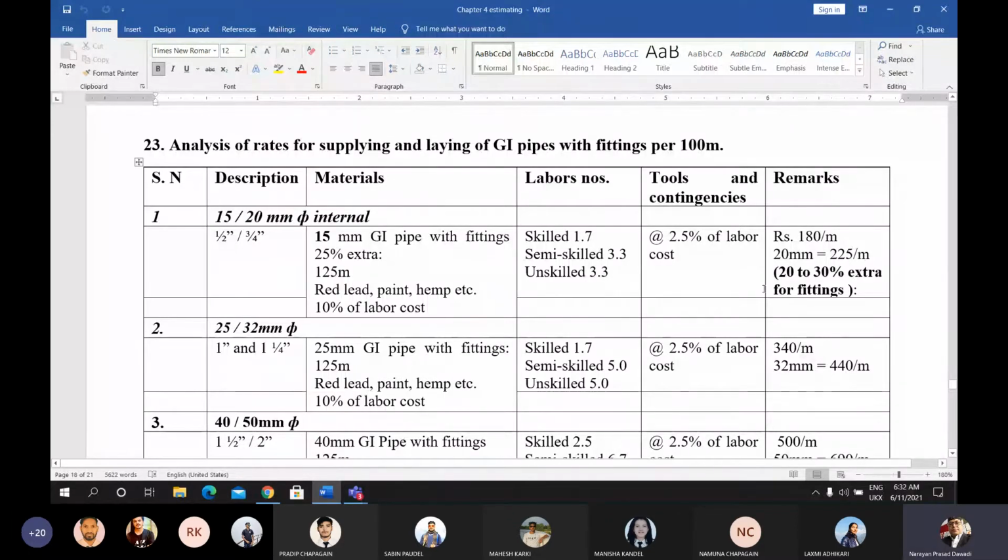20 to 30% extra can be taken for the fittings. That's why I have considered only 25% for the fittings. Okay, these fittings may be the elbow, socket, nipple, T, gate valve, etc. You can provide the fittings price by increasing the pipe length by 25%. Okay.